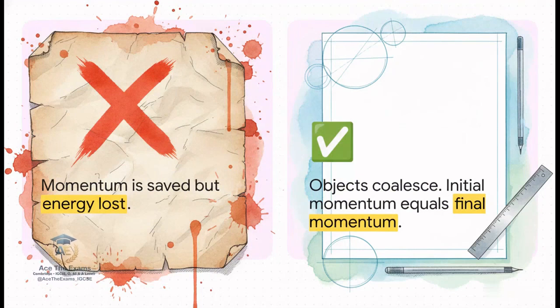Let's actually put this to the test. Imagine a flawed student answer for an inelastic collision. They write, the objects stick together, so momentum is saved, but energy is lost. It's just incredibly vague, right? Now contrast that with a top band answer.